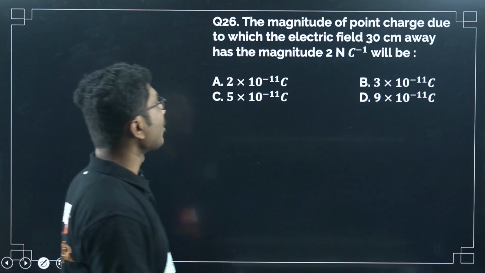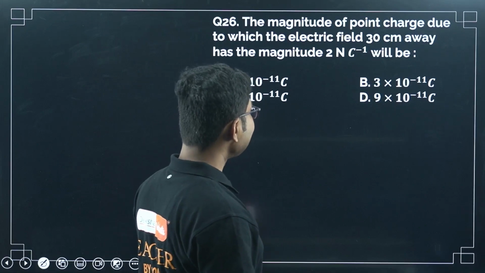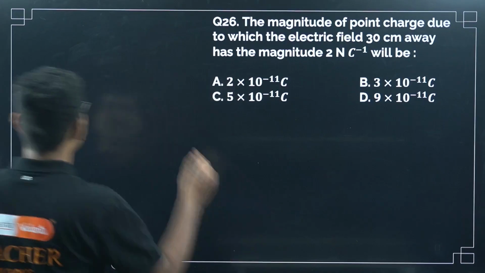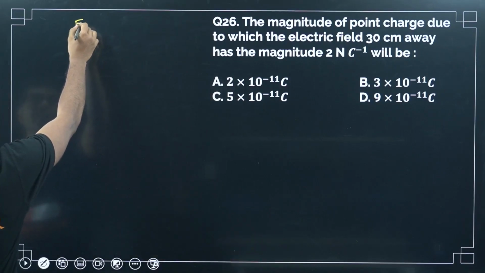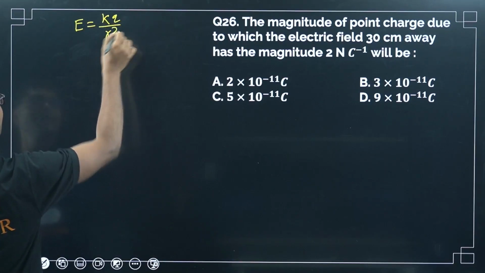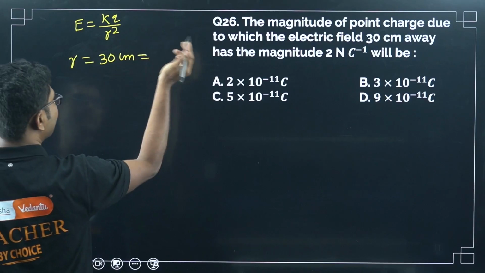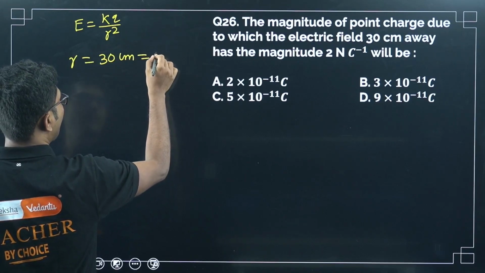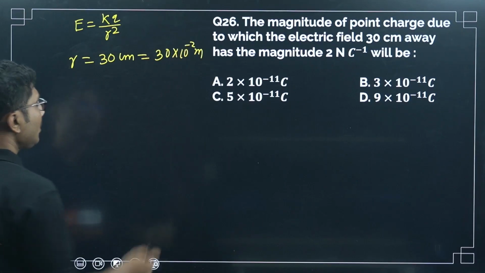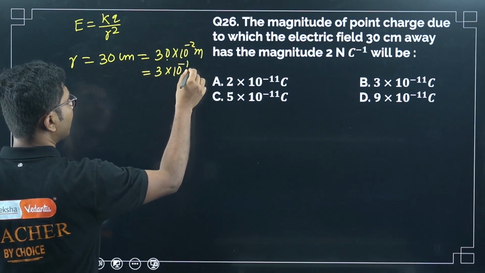Next question. The magnitude of the point charge due to which the electric field 30 centimeter away has a magnitude of 2 Newton per coulomb. So what is the formula for electric field? E equals KQ by R square. Here R is given as 30 centimeter, or 30 times 10 to the power of minus 2 meters. One zero you can reduce even: 3 times 10 to the power of minus 1 meters.